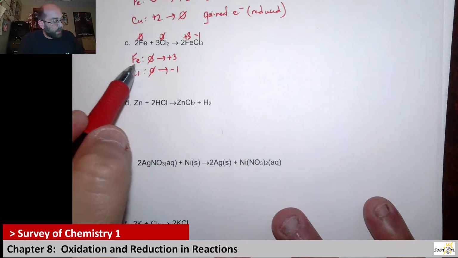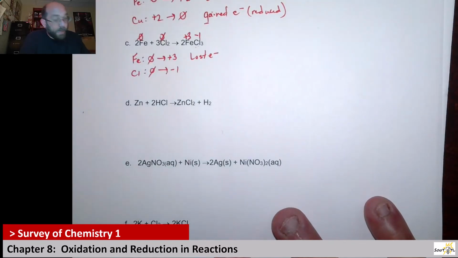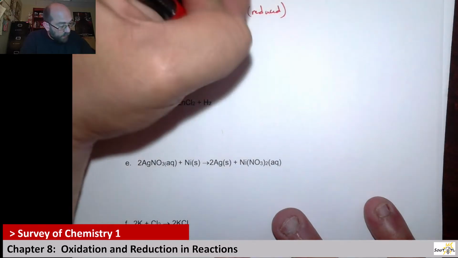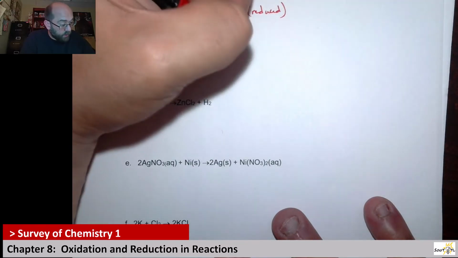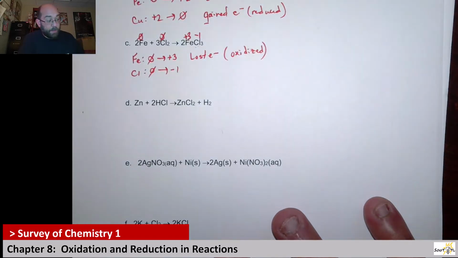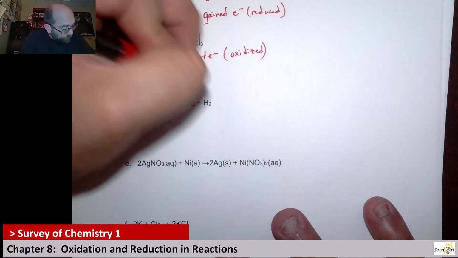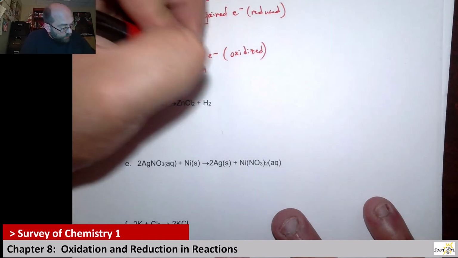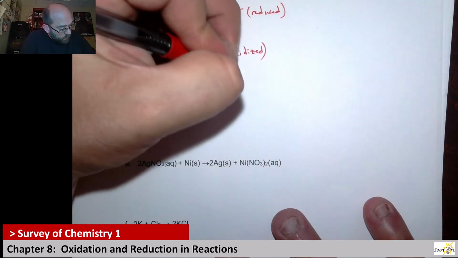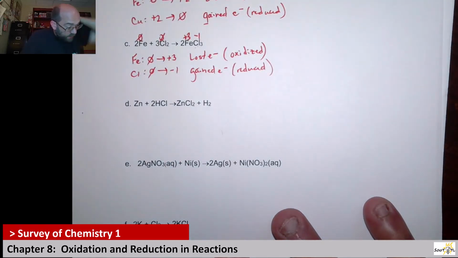So here iron lost electrons again, meaning it was oxidized, right? LEO the lion goes GER: lose electrons oxidized. And chlorine should do the opposite, right? So here it had to have gained electrons and become more negative. So you gain electrons, reduced. Reduced. Okay.